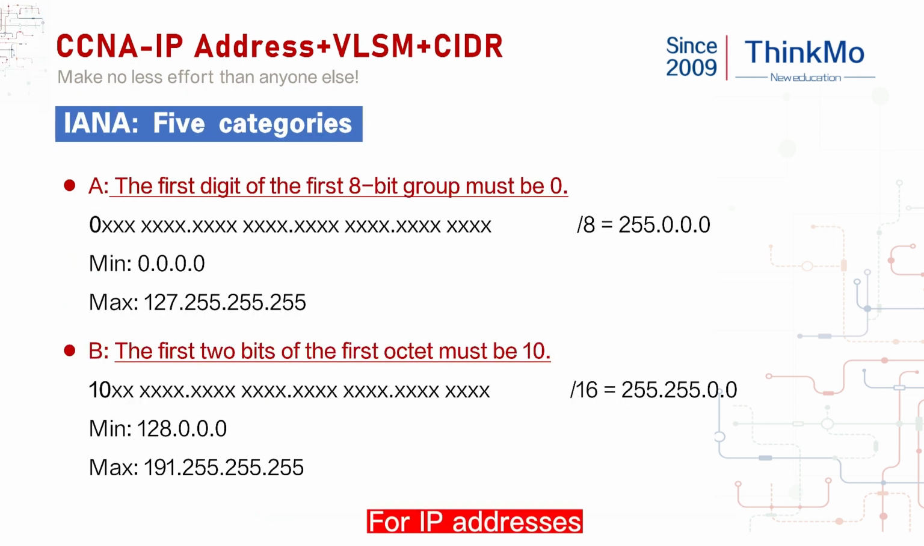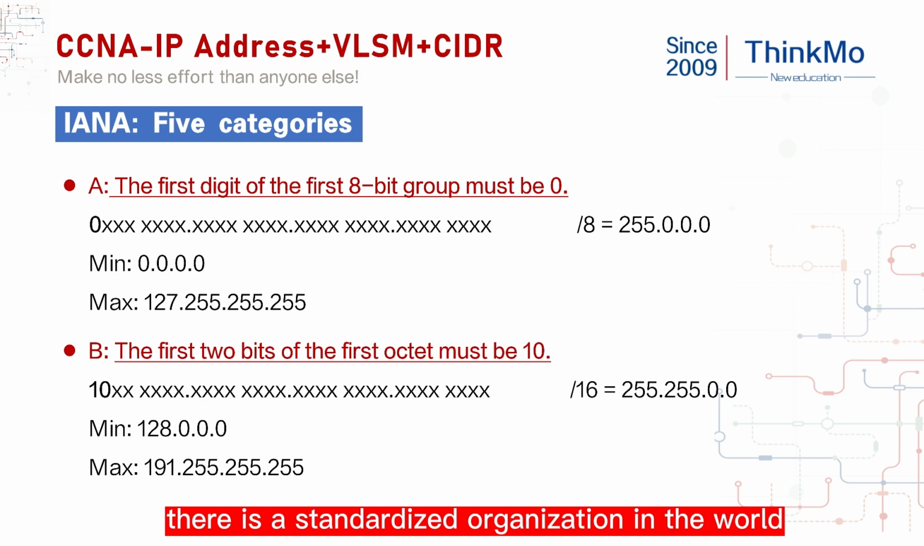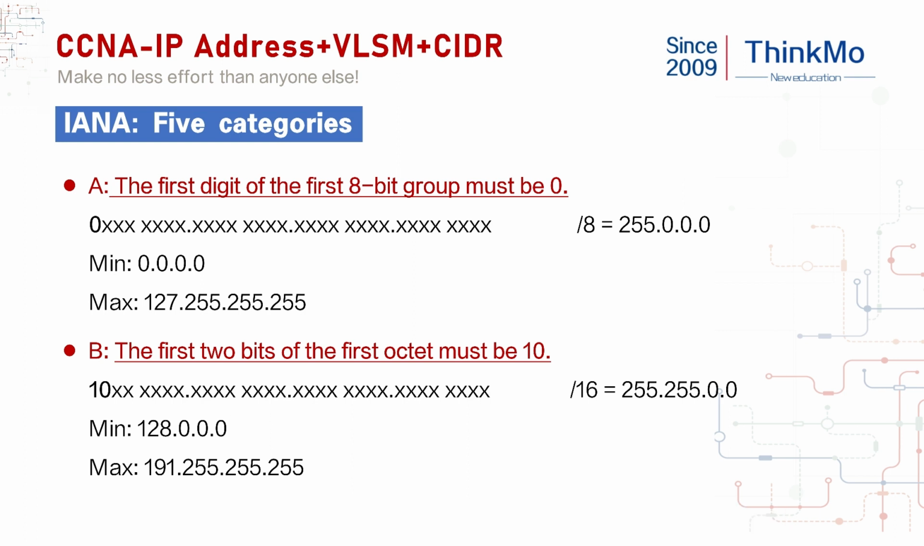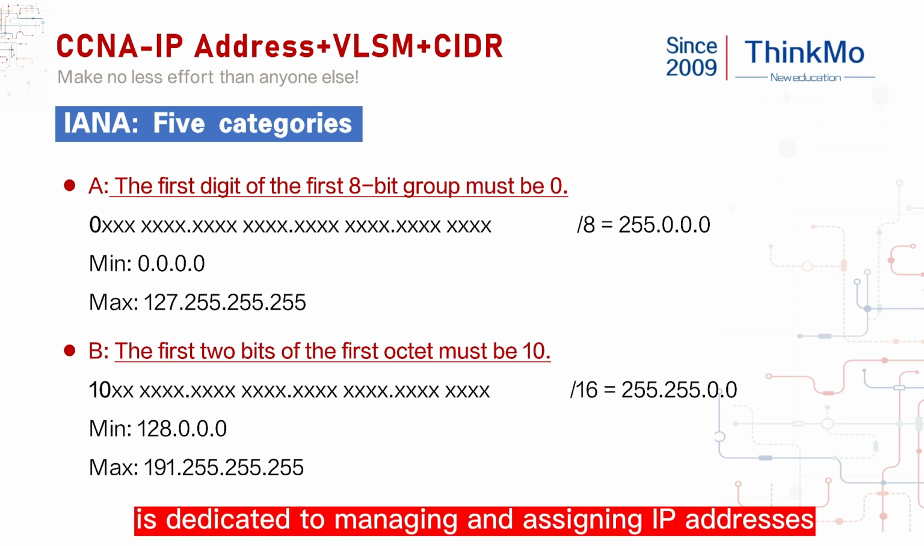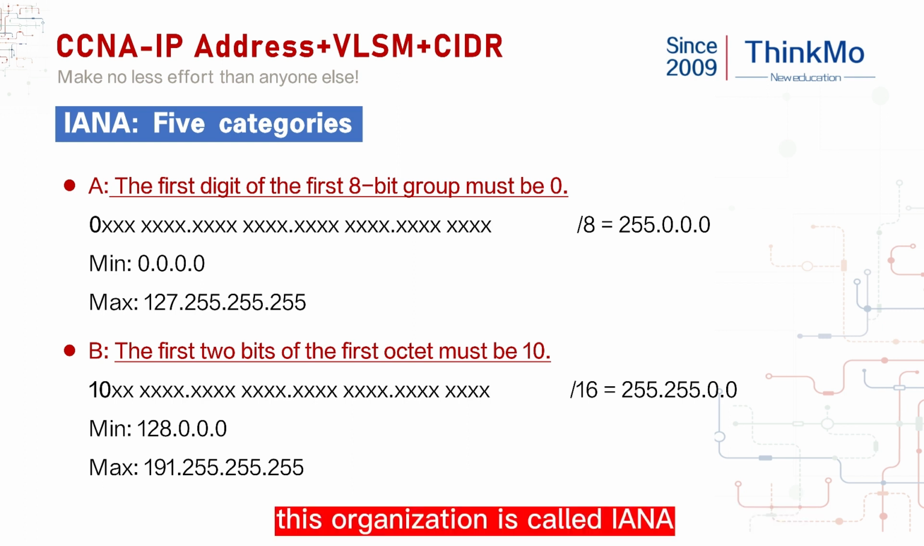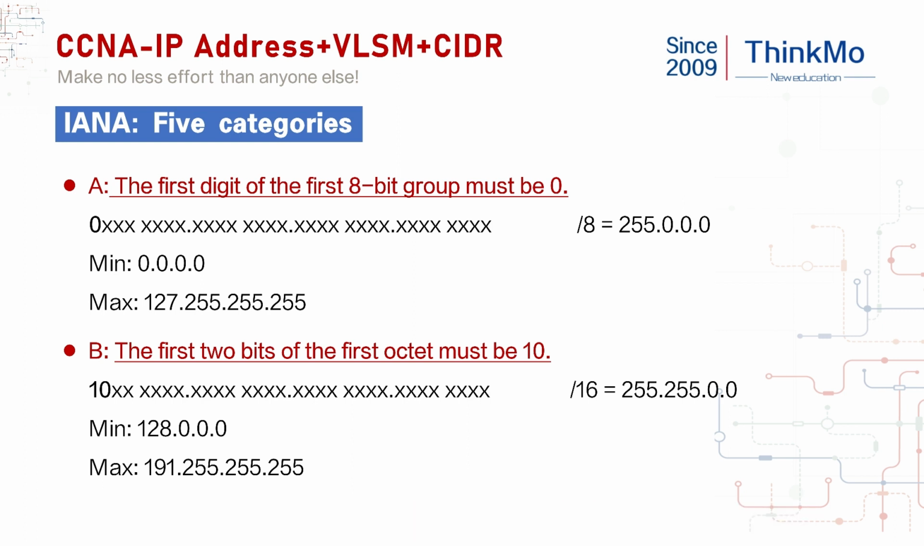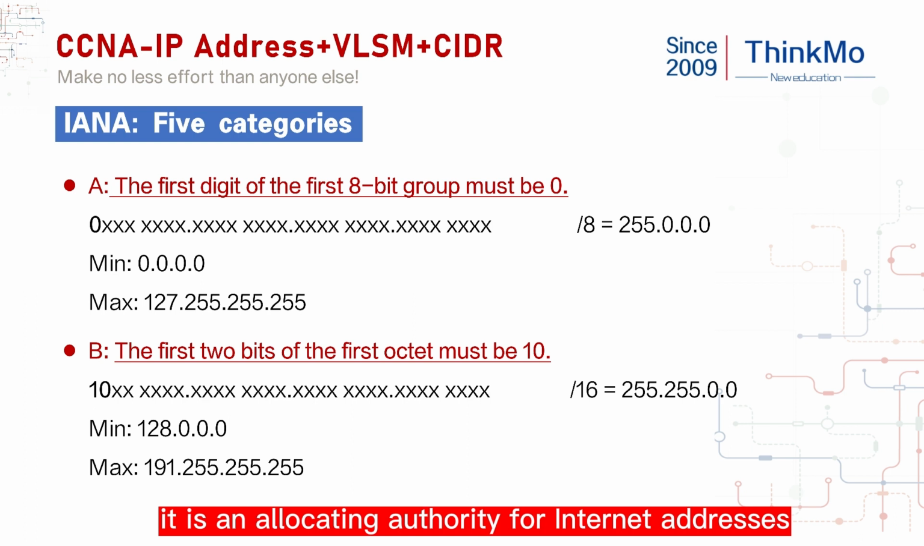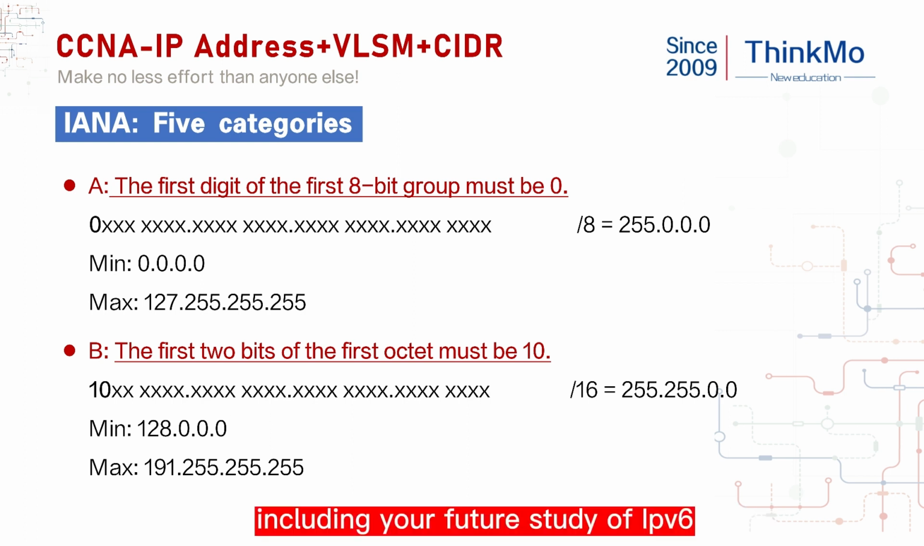For IP addresses, there is a standardized organization in the world dedicated to managing and assigning IP addresses. This organization is called IANA. It is an allocating authority for Internet addresses. It divides the entire IP address space into 5 categories, and your future study of IPv6 is also managed by this organization. Let's briefly summarize. Divided into 5 categories of ABCDE.